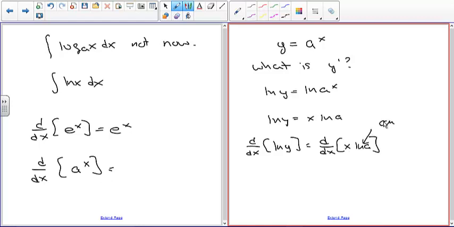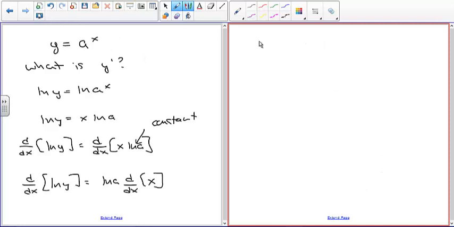Now this is just a constant again, so let's just go ahead and pull it outside the derivative. So we get the natural log of a times the derivative with respect to x of x. And now we take the derivative. So we get 1 over y times y prime is equal to the natural log of a times 1. The derivative of x with respect to x is 1.